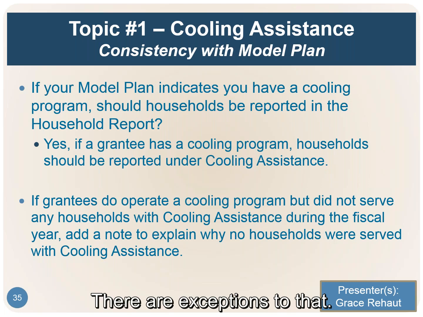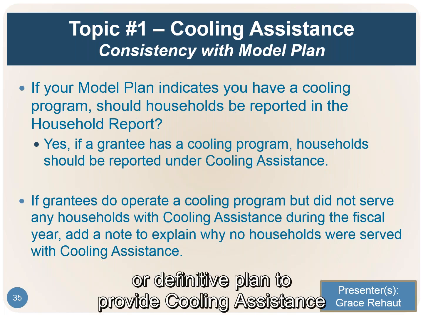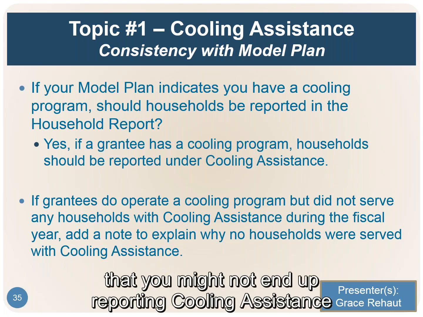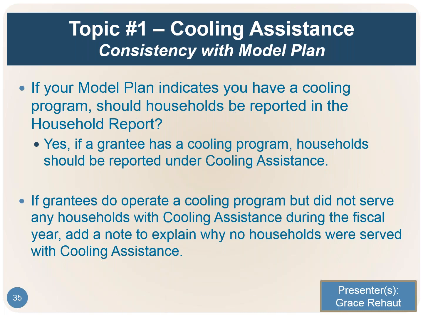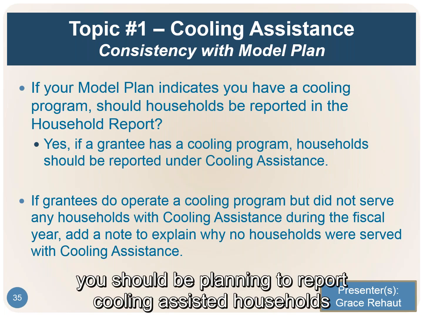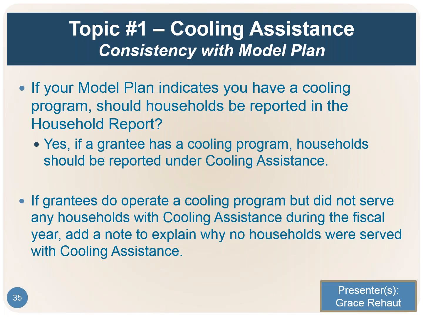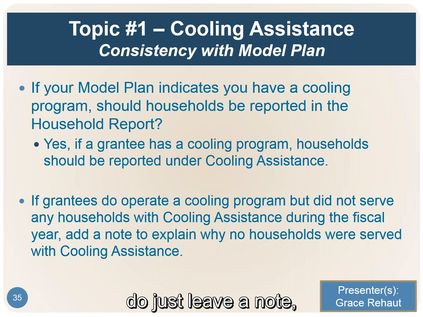There are exceptions to that. So, for example, if you didn't propose a certain or definitive plan to provide cooling assistance in your model plan, it is, of course, understandable that you might not end up reporting cooling assistance households in your household report. But barring those sorts of issues, you should be planning to report cooling assisted households if you did indicate you'd be running a cooling assistance program in your model plan. If there is some sort of reason why that isn't the case, do just leave a note.